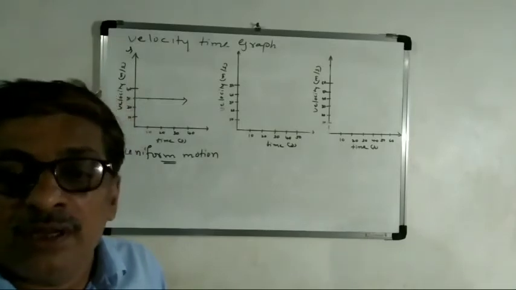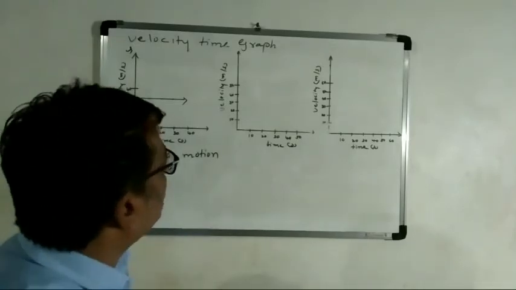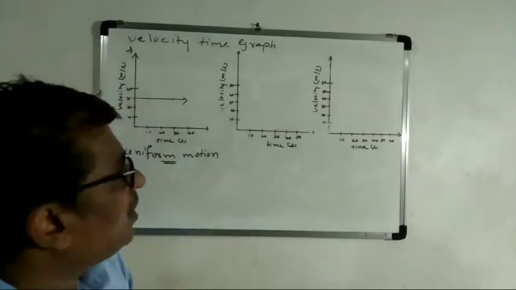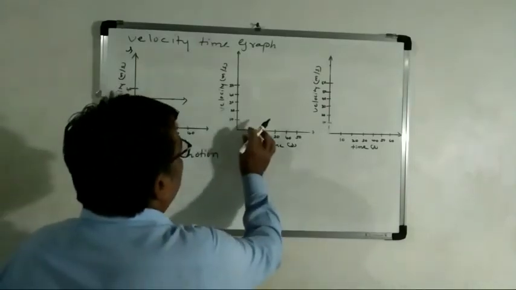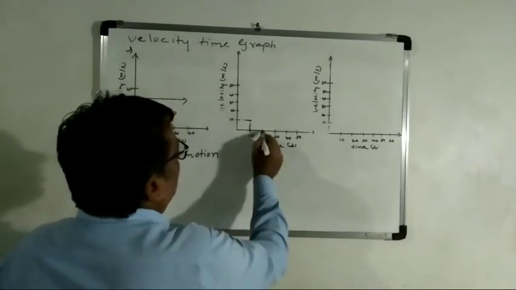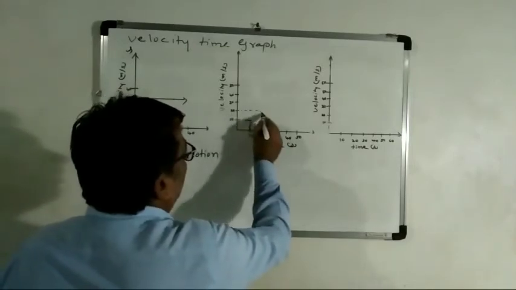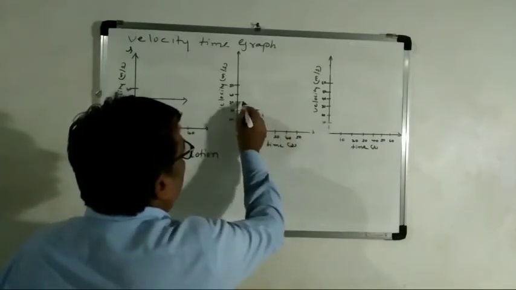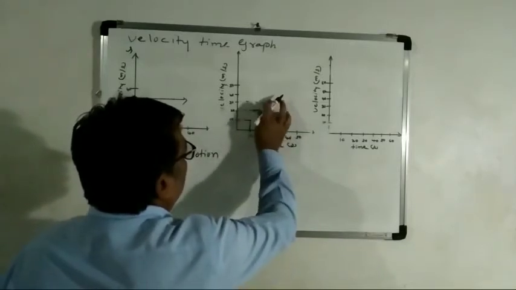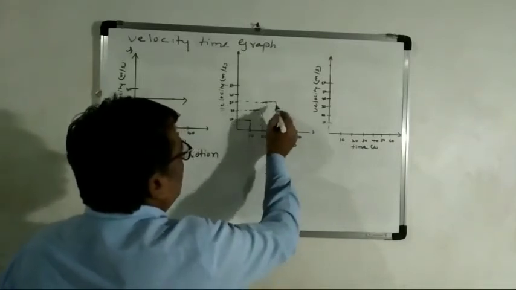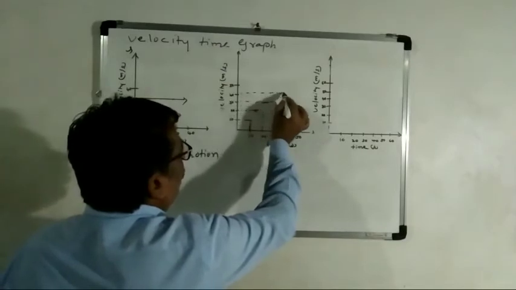Okay, students. Now, the second one. In the second graph you see equal velocity. We have taken 10 seconds, the object has moved 10 meter. Then after 20 seconds, 20 meter. And 30 seconds, 30 meter. Like this, now 40 seconds, 40 meter.